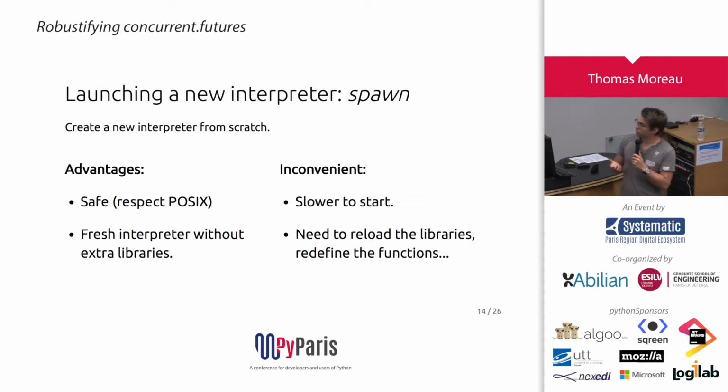The other way to start an interpreter is using spawn. Spawn is creating a new interpreter from scratch. So it has some advantages. The first one is that it respects the POSIX convention. Another advantage is that if you have memory leaks in your main program, those memory leaks won't also be imported in the second program, and you won't have bad effects. Also, if you don't use some libraries, they won't be loaded in the extra interpreter. The inconvenience is that it's slower to start.